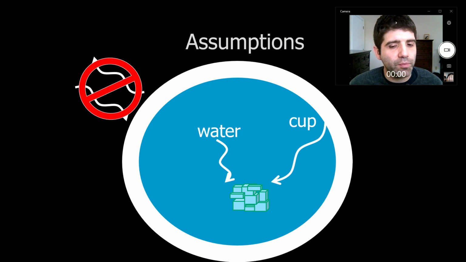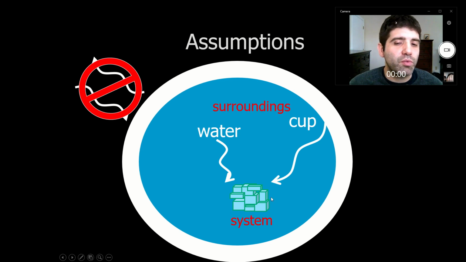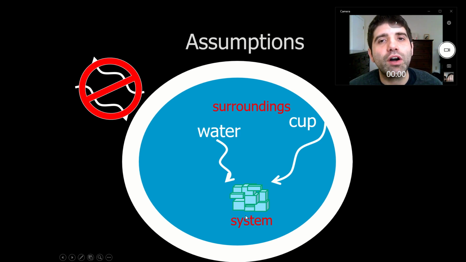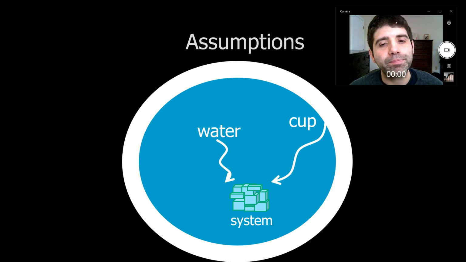When we're looking at heat flow, we need to specify where the heat is going. So we need a point A and a point B. So there's two terms that apply to that. The part of this that we're focusing in on is called the system. And then the other two, the water and the cup, those are called the surroundings. And in this situation, the heat is going from the surroundings and into the system. And we would call this process endothermic.